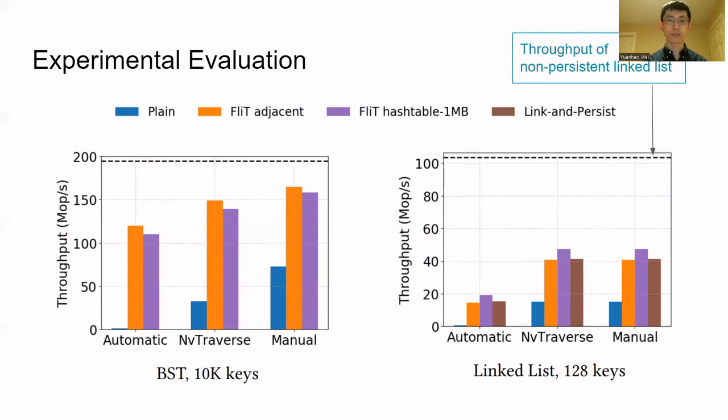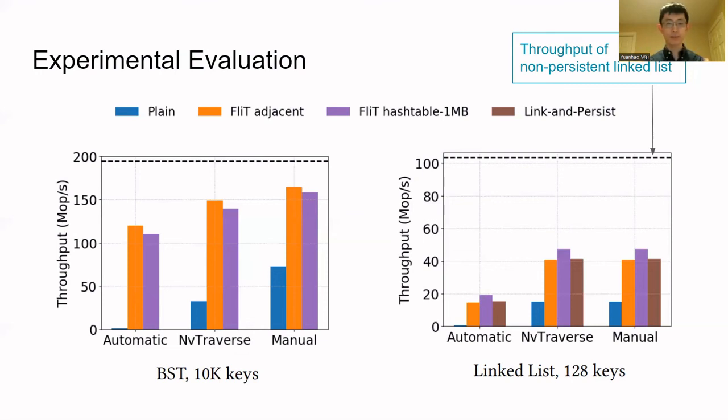Comparing the blue bar with other bars, we see that avoiding redundant flushes is very important and leads to at least a 2x performance improvement across all the experiments. We also show that both variations of FliT are competitive with link-and-persist despite being more general. As we move from automatic to manual, we see that the throughput generally increases because the number of persist instructions decreases, and this is as expected.